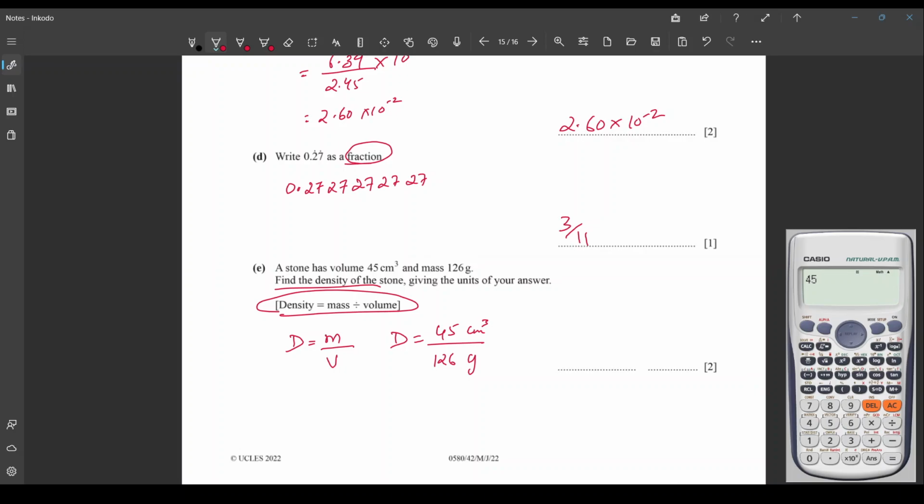45 divided by 126, you will get the answer 5 by 14. If you write it in the decimal format, you will get 0.35. So 0.35, you can round it up to 0.36.